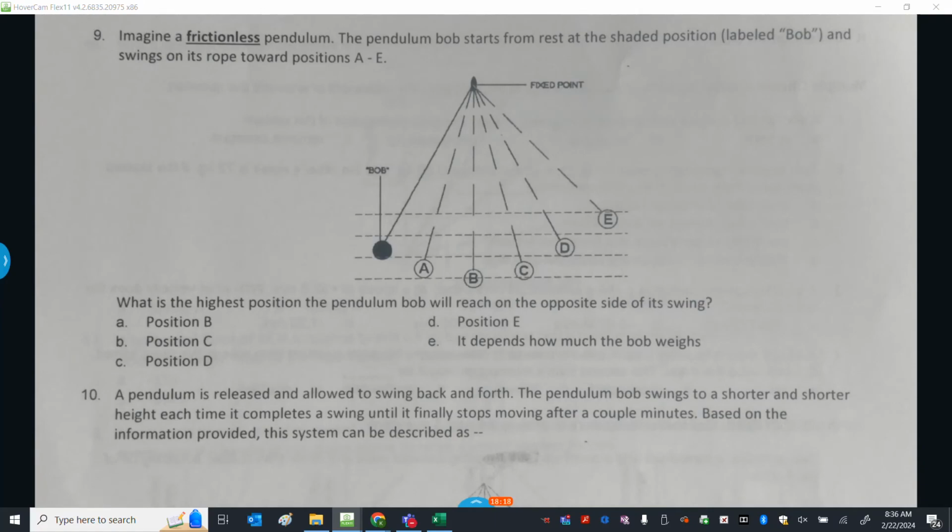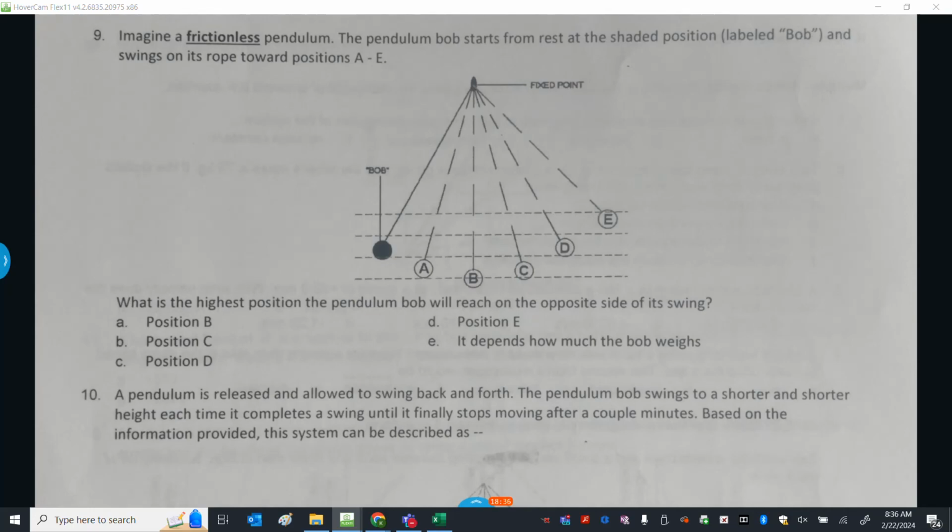And you need to read your choices carefully because they're not A, B, C, D, E. I mean, A is not a choice. Okay, your choices are position B, C, D, E, or it depends on how much the bob weighs. Okay, well, we looked at this in class. We watched a video with the pendulum. We talked about it as well.